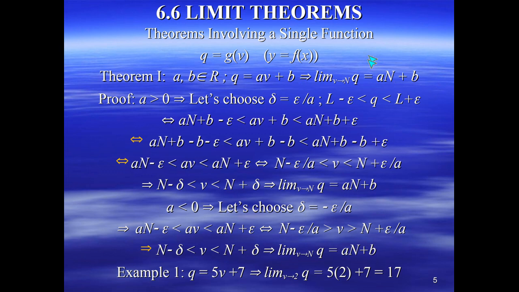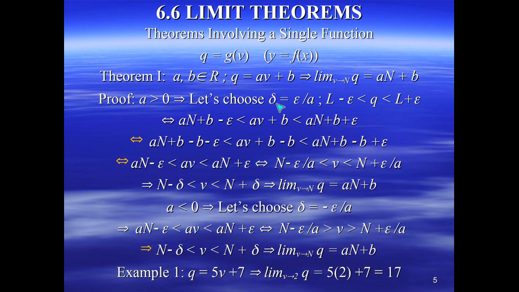Let's prove it. This is a simple but interesting proof and interesting formula, because it is the basis of all polynomials, so we should be able to understand and prove it. The proof goes like this. We have to consider two cases: when a, the coefficient of v, is greater than 0, and the case where a is less than 0, because it changes the sense of the inequality.